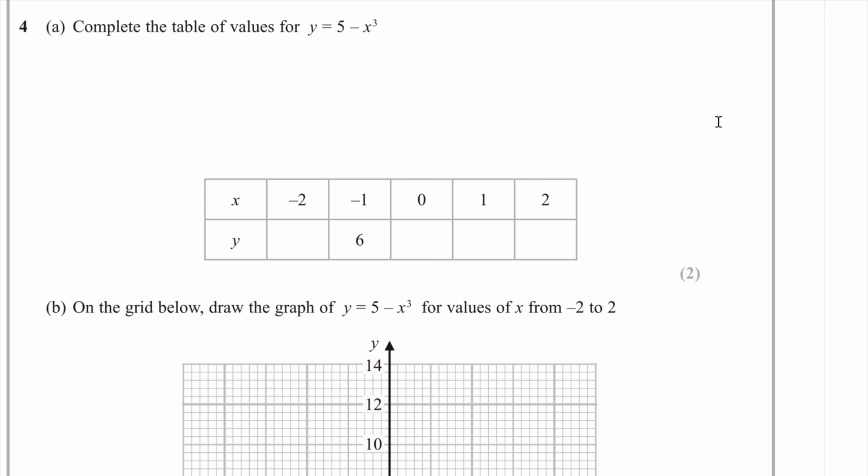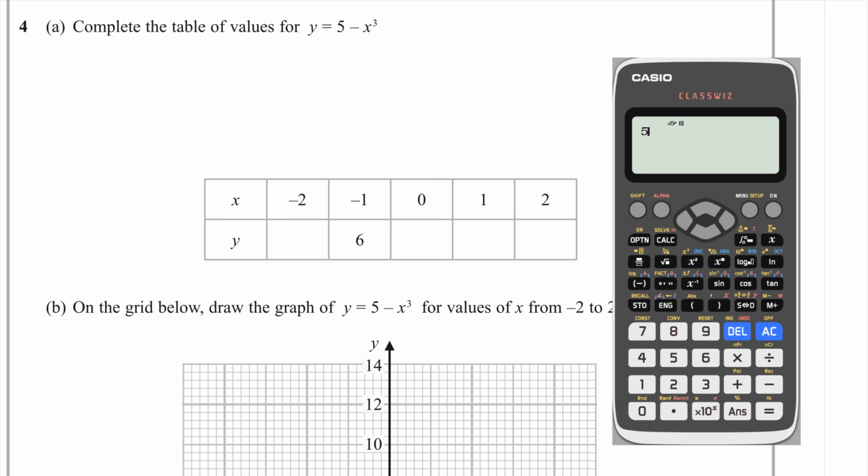Question 4. Complete the table of values for y equals 5 minus x cubed. Let's use our calculator. To complete this table, we replace the x values in the equation with the x values in the table. The first one will be 5 minus, bracket open, minus 2, bracket closed, to the power of 3. So, when x is minus 2, y is 13.